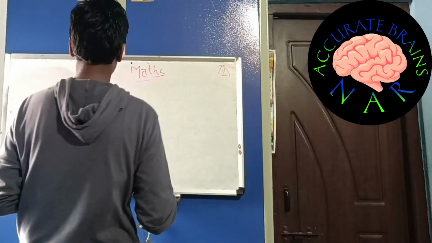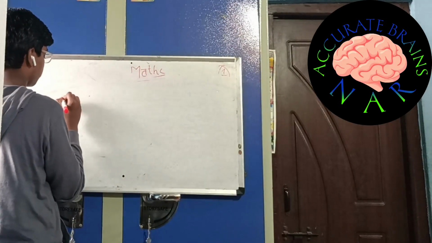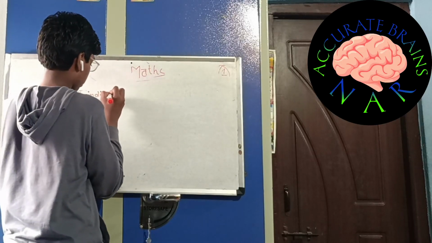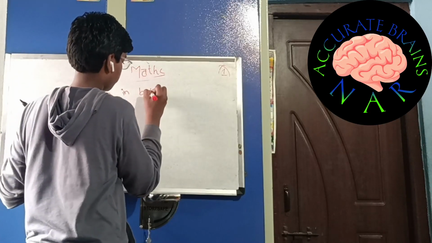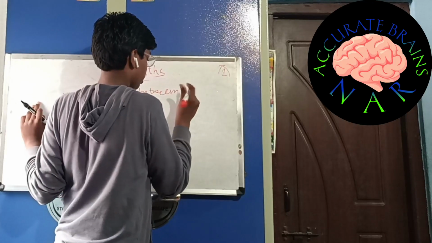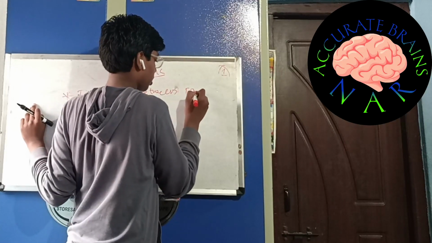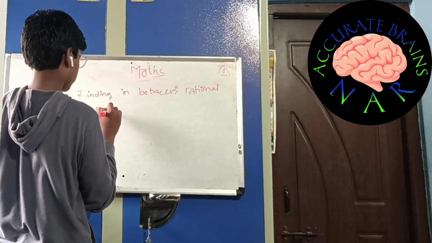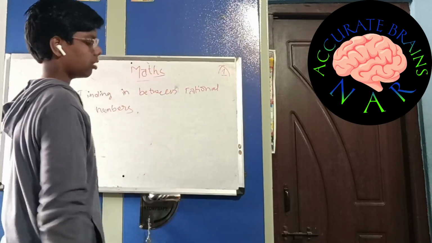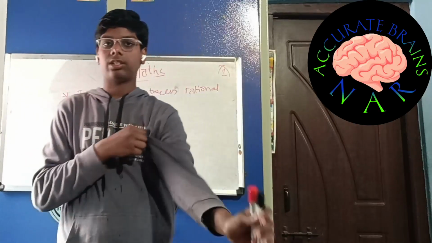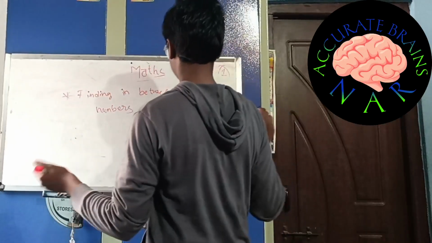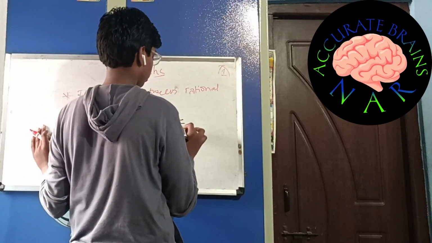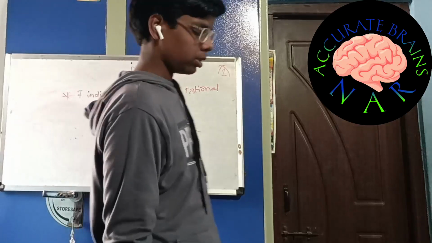So this is a major important topic: finding in between rational numbers. For finding in between rational numbers, for example, we take the same example, 2 by 3 comma 4 by 2. Here these both are rational numbers.